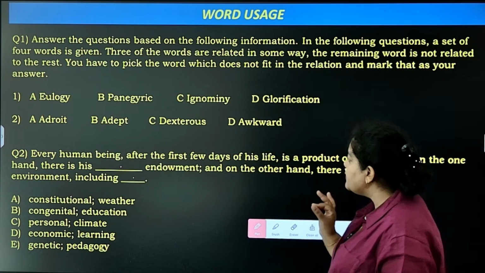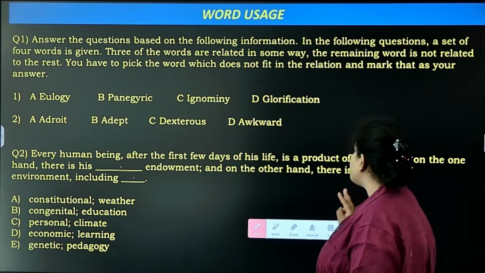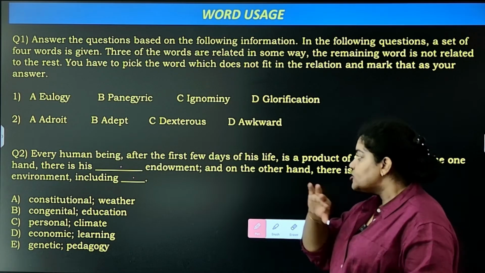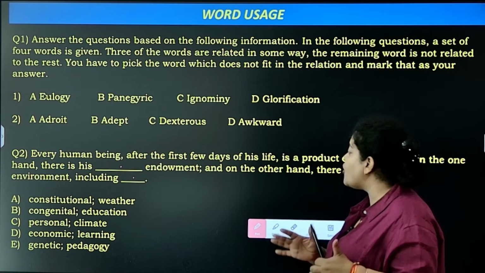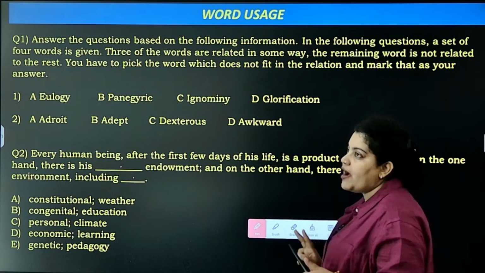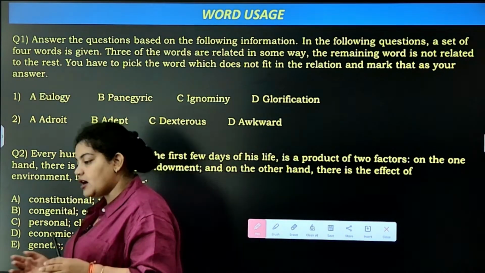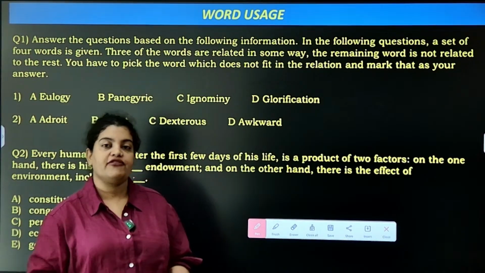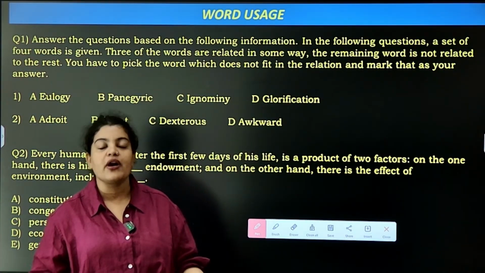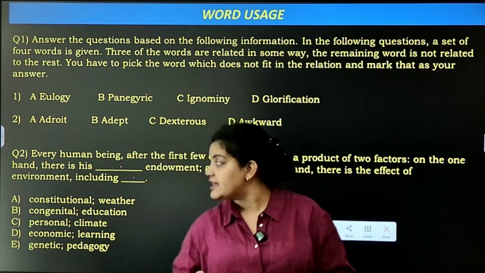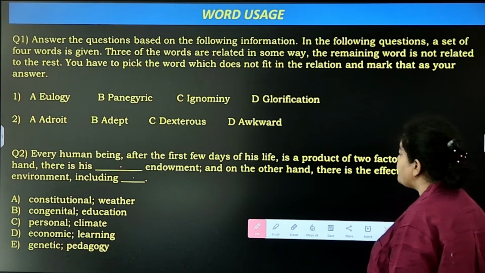So every human being after the first few days of his life is a product of two factors. Okay, so every human being after the first few days of his life, I mean like newborn, okay, is a product of two factors. अब आपको पता ही चल जाएगा कि थोड़ा सा अगर हम दिमाग लगाएंगे कि अगर हुआ ही है, वो बॉर्न ही हुआ है आफ्टर फ्यू डेज, तो वो किन दो चीजों का फैक्टर्स होगा? वन तो जेनेटिक्स का होगा ही होगा ना. ओके, सो दैट इज द केस. So every human being after the first few days of his life is a product of two factors.